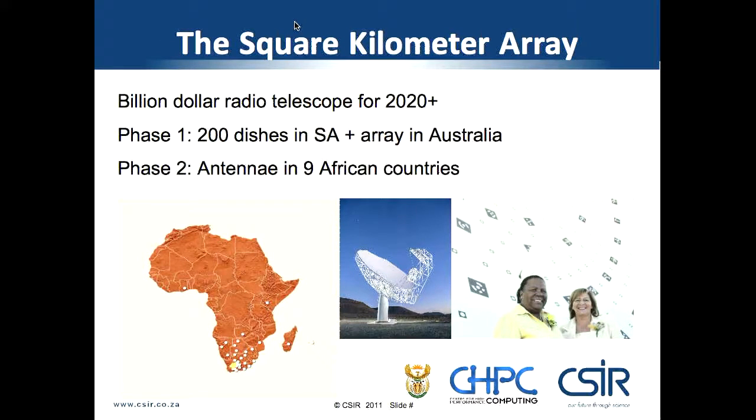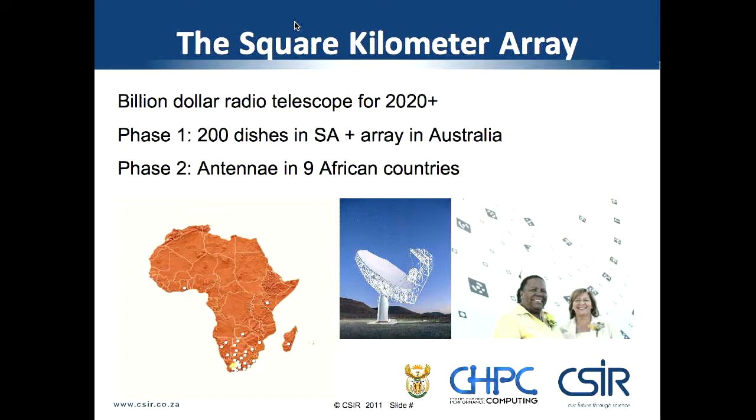Who has heard of the Square Kilometer Array? Who has not heard of the Square Kilometer Array? So South Africa is spending 20% of our science and technology budget on astronomy. Okay, that's pretty interesting. So the Square Kilometer Array is a $1 billion telescope, after 2020 really. Starting being built now, so in phase one, 200 dishes in South Africa, plus an array in Australia. But then in phase two, there'll be antennas in 8 other African countries.